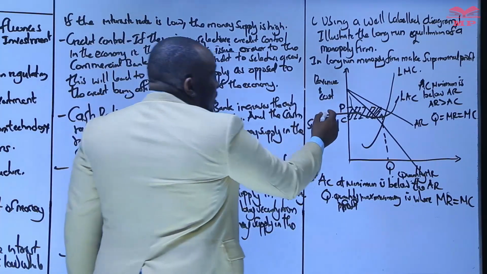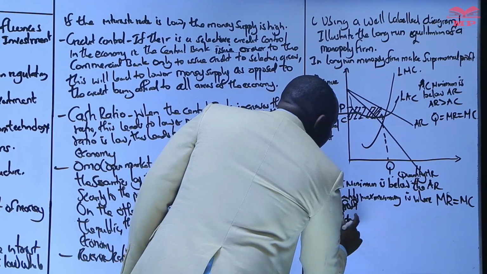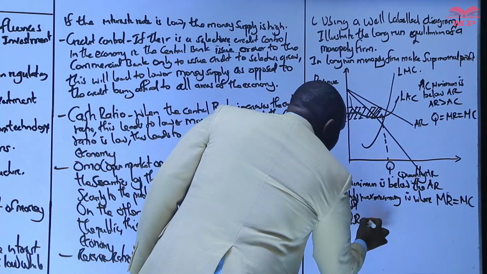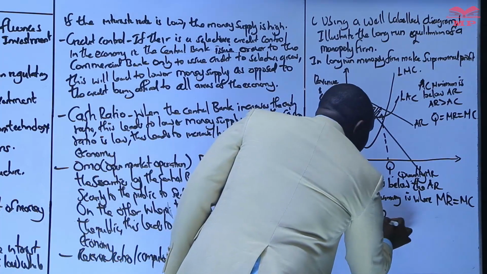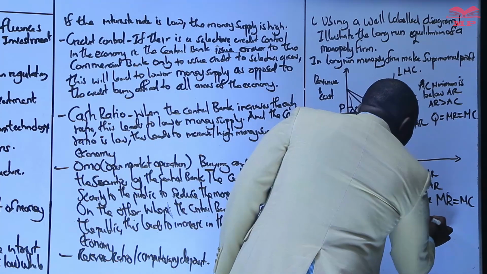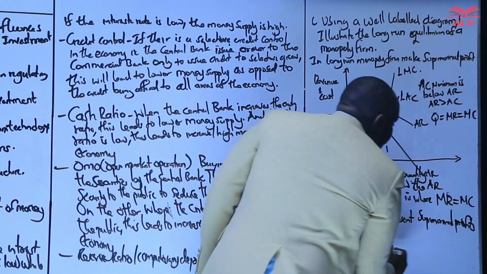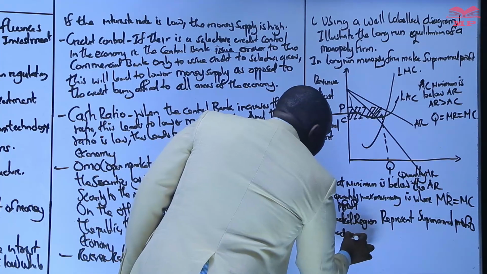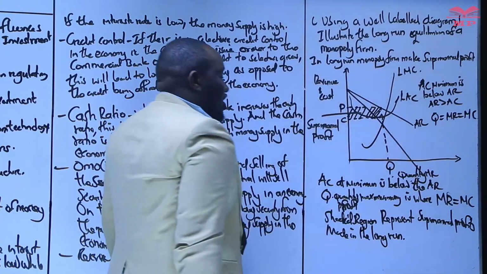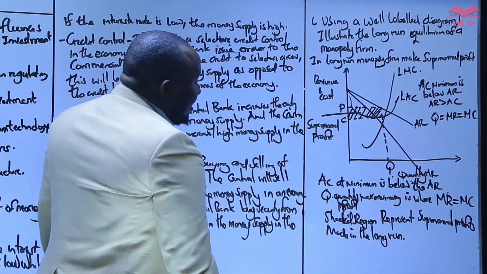So the shaded region, we say it represents supernormal profits made in the long run. The shaded region will represent supernormal profits made in the long run.